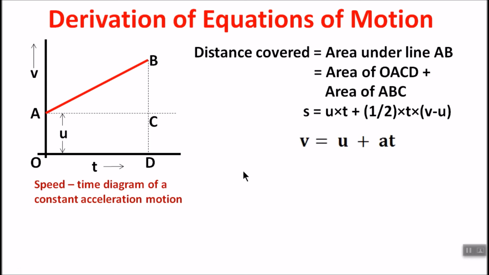We notice the fact that V is equal to U plus AT from the first equation. We rearrange it to get V minus U is equal to AT and put this value of V minus U here, and we get the second equation of motion, that is S is equal to UT plus half AT squared.